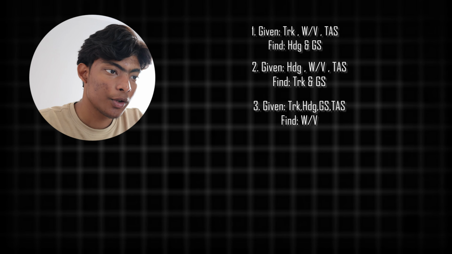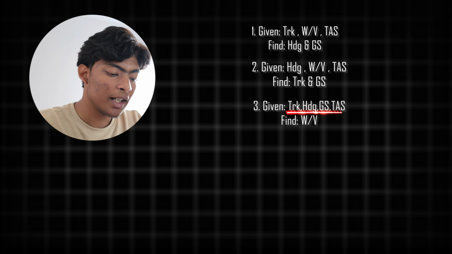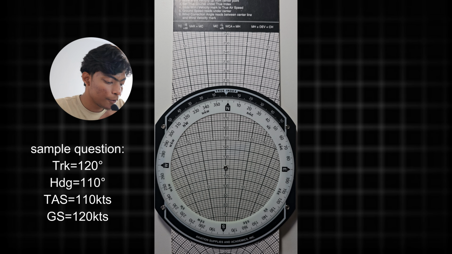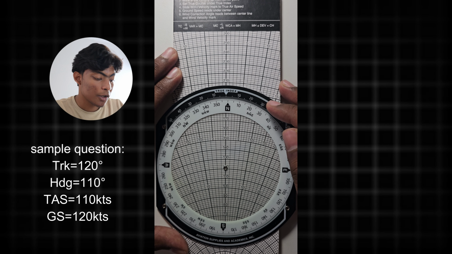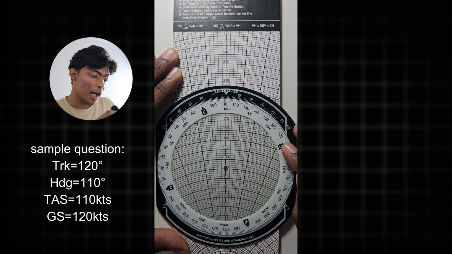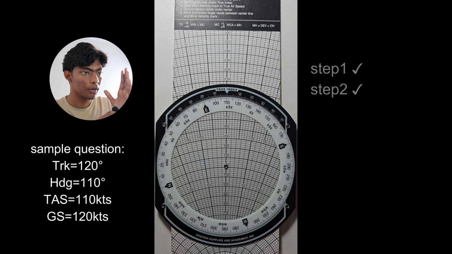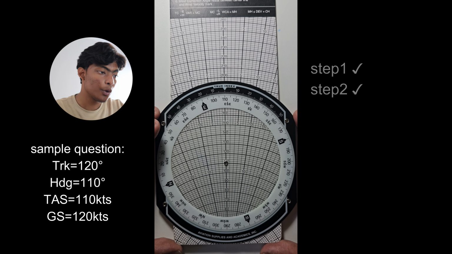Moving on with the third question, we have to find the wind speed and the wind direction. We have been given the track, heading, true airspeed, ground speed, basically everything. The first two things we have to do in this question is put the heading, which is 110 degrees, under the true index, and the true airspeed, which is 110 knots, under the center dot. So heading under the true index, and the center dot should be on true airspeed.